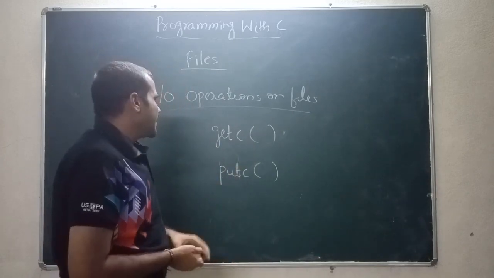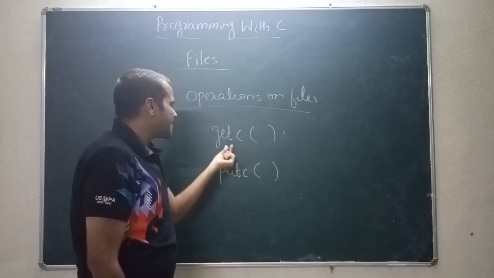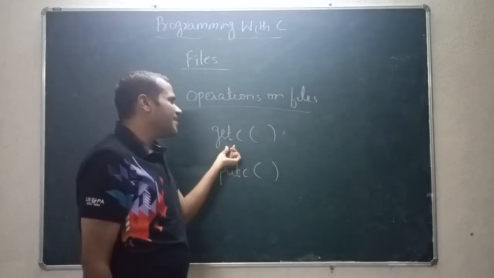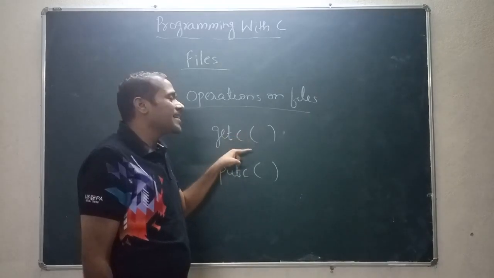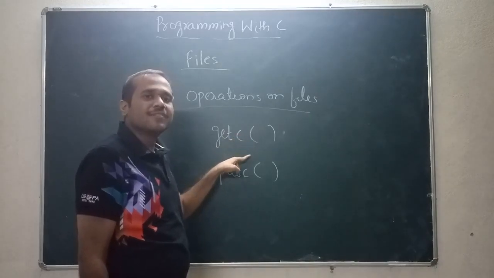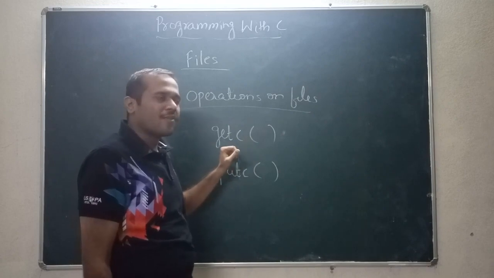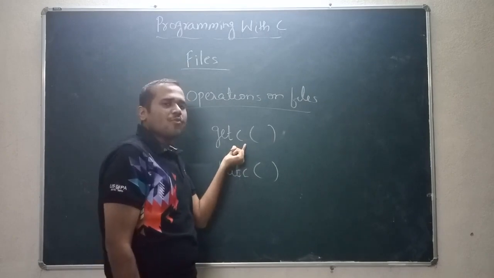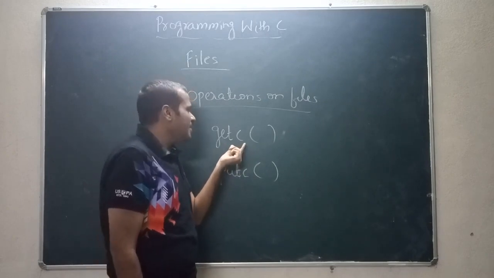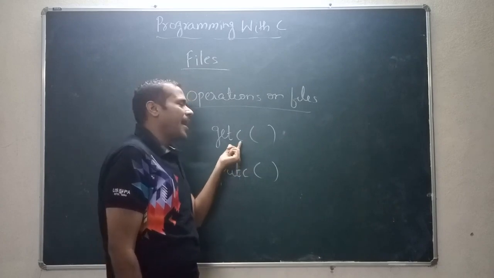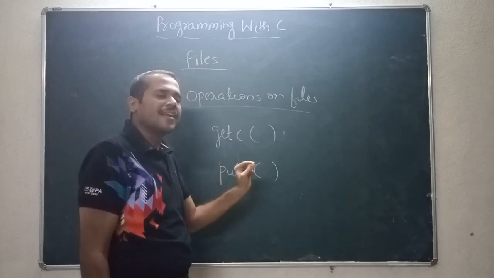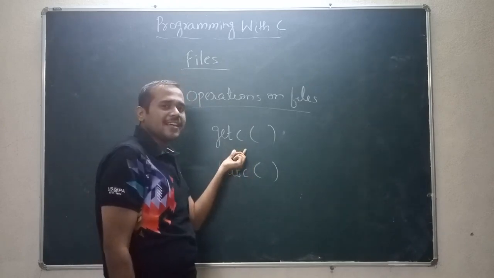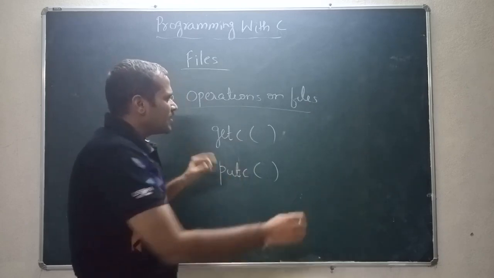So what is getc? Get character. So what does getc do? What getc does is it will take a single character at a time from the file which is in read mode. So if you have opened the file in read mode, getc takes a single character at a time from the file. That is getc.